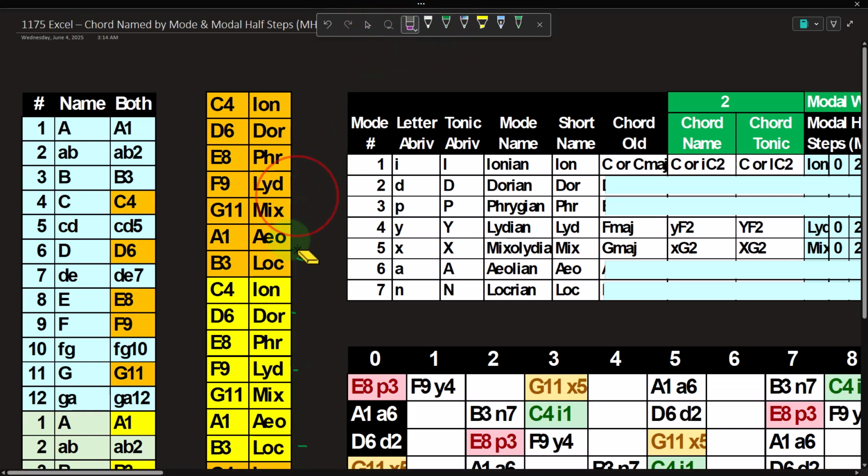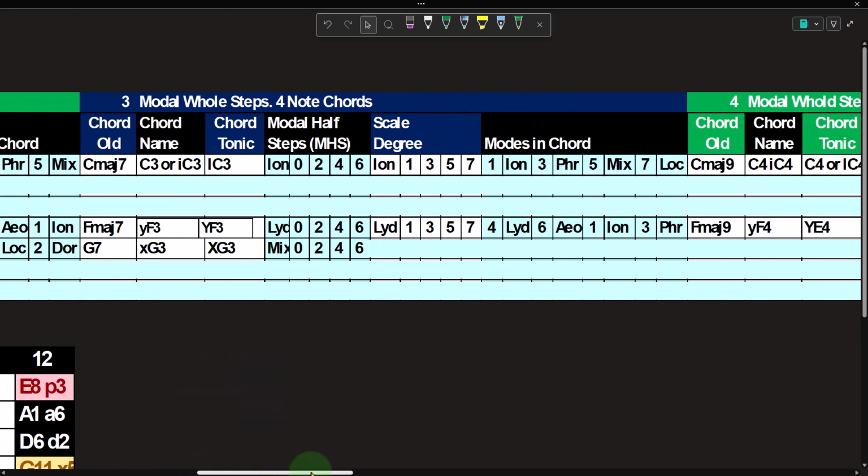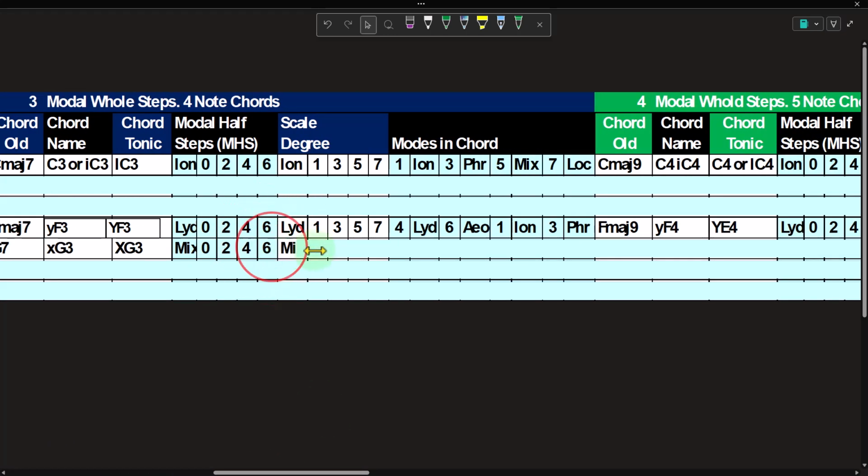Okay, and then I'm going to delete this out. So that means it's going to be 0, 2, 4, 6. And then the Mixolydian from a scale degree would be a 1, 3, 5, 7, because we would make the 0 or the 5 now the 1. And then it would be the 1, 3, 5, 7.